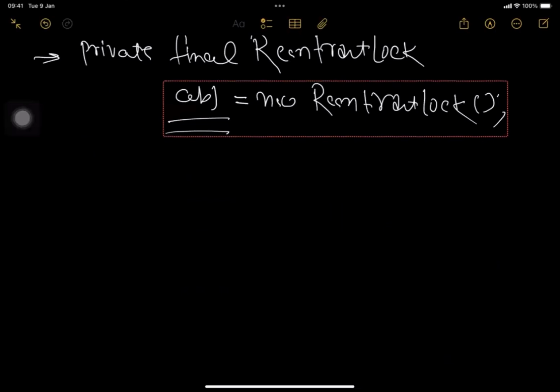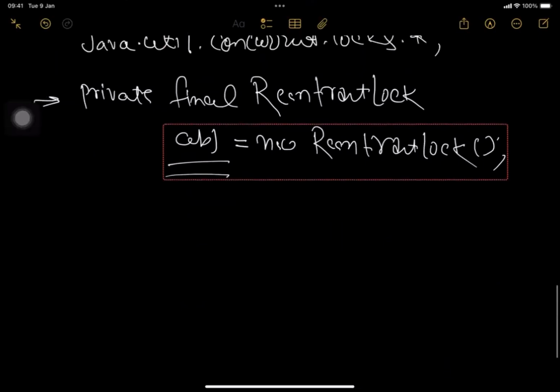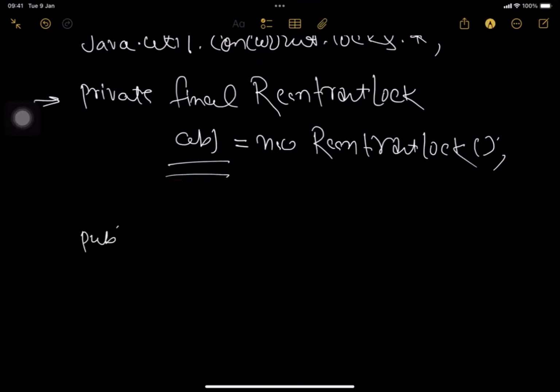Once you created it, let's think you have a method and you want to make that method synchronized. Let us assume you have a method called public void m1, inside a class. Now the curly brace starts.